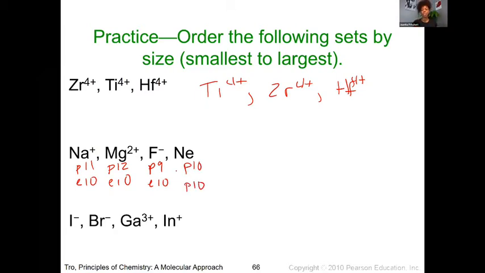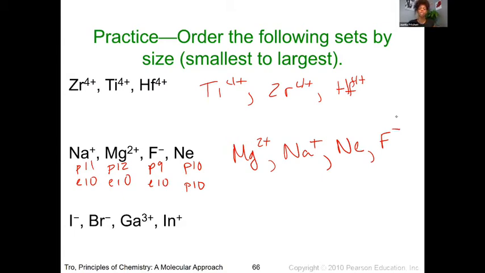To figure out who would be the bigger one or the smaller one, you're looking at these charge differences. The cation that has the larger charge will be the smallest. So our smallest here would be magnesium 2+, followed by sodium plus, followed by our neutral species, and then our anion. Again, for isoelectronic species, a large positive charge means smaller, and negative charges mean larger.